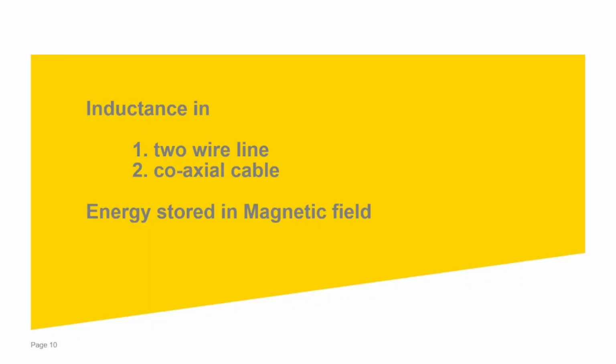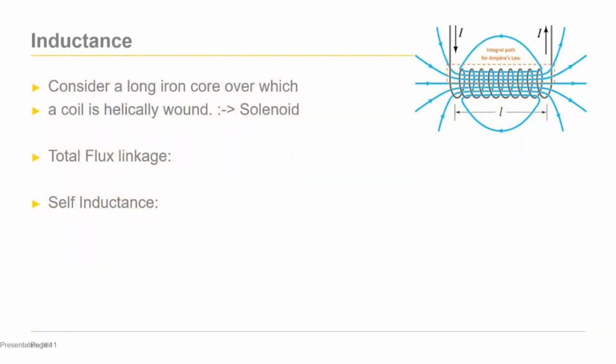Having talked about capacitances, let us take our discussion forward into inductances, again in two wires and in coaxial, and we will try to prove the energy stored in the magnetic field. So the moment we speak about inductance, let us consider a long iron core over which a coil is helically wound, which we generally call a solenoid.